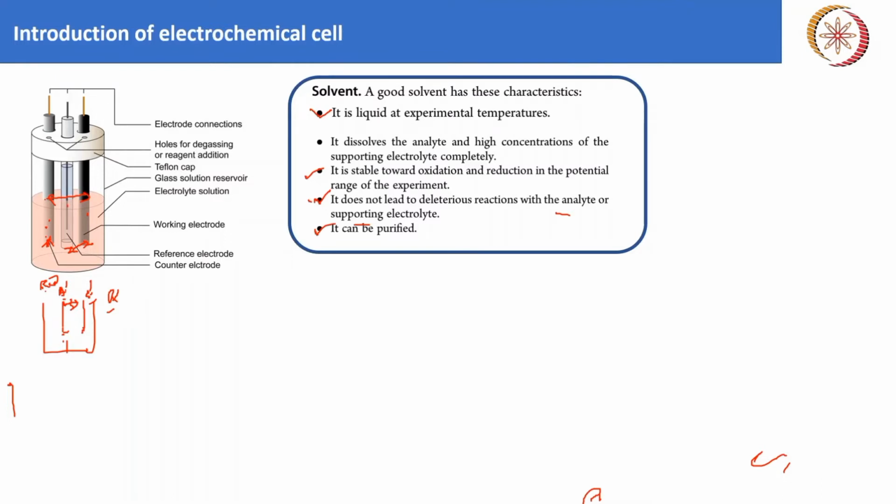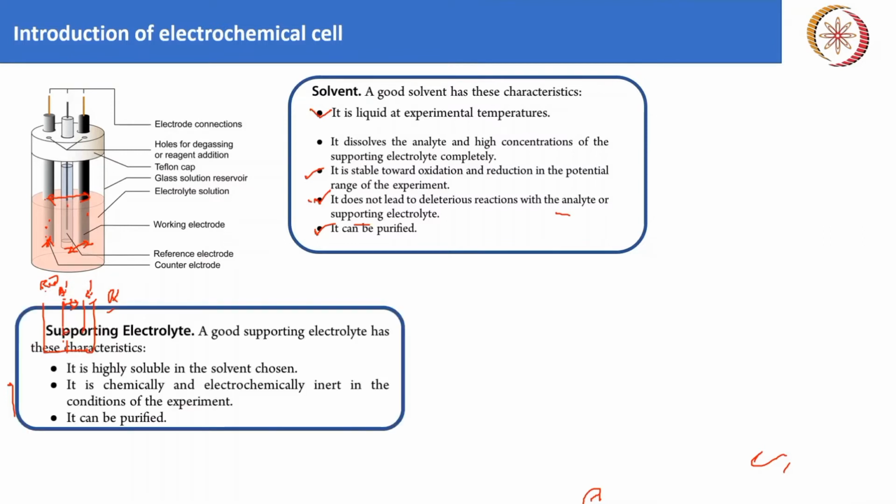Now we are discussing the supporting electrolyte. What is the criterion for a supporting electrolyte? The supporting electrolyte should be highly soluble in the solvent, it should be chemically and electrochemically inert in the experimental condition, and it should be purified. Now what type of working electrode can we use? Usually glassy carbon or platinum working electrode we can use.